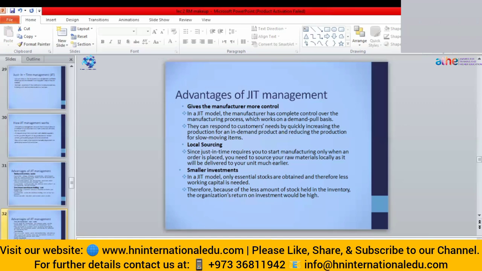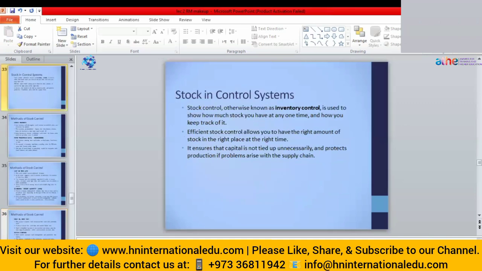Small investments: in the just in time model, only essential stocks are obtained and therefore less working capital is needed. So, because of the lesser amount of stock held in the inventory, the organization's return on investment will be high. We can easily transfer budget to other tasks or to other projects.